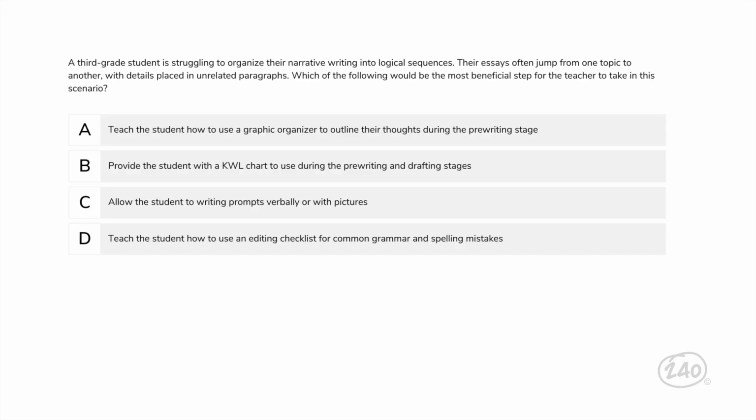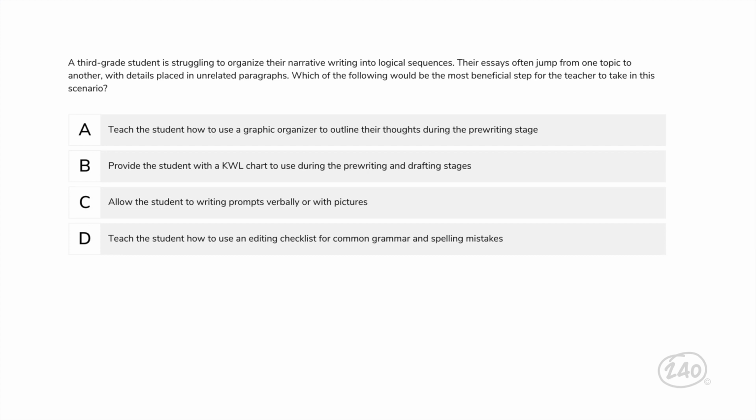Now, here are the answer choices. The instructional objective is provided in the first sentence of the question: to organize their narrative writing into logical sequences. So we know that the best answer choice will be one that helps the student organize their thoughts into a clear and logical sequence. And don't forget, it still has to be developmentally appropriate for a third grade student.